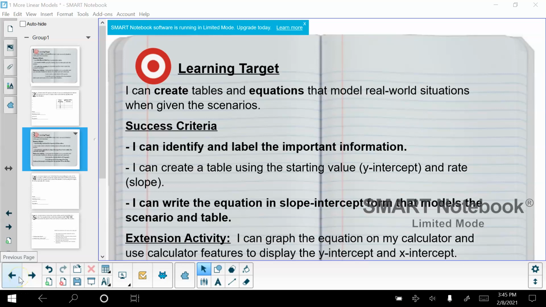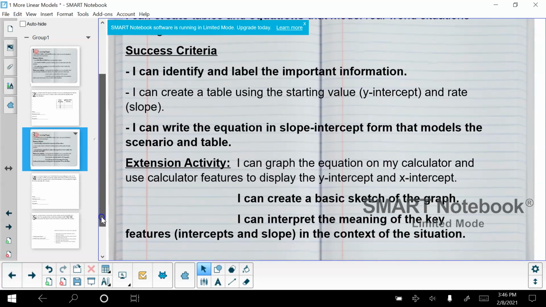Hello, this is our second little mini video lesson on linear models. On this one, our learning target is still the same, but we're going to focus with this particular situation on creating the equations. We're not going to do a table this time. We're just going to create equations that model real-world situations when given the scenario.